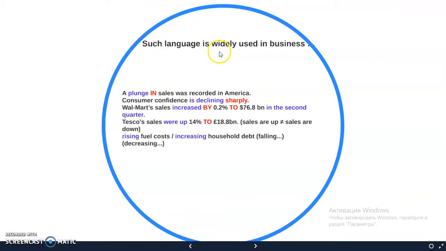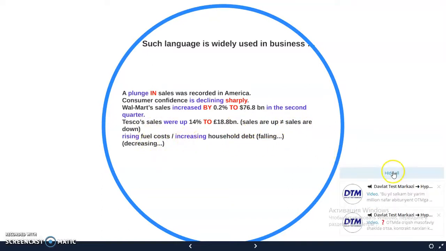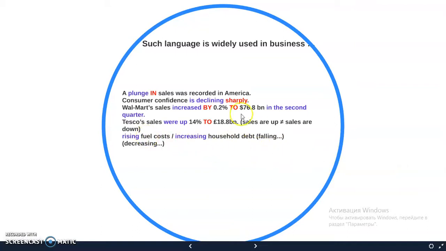Such language is widely used in business again. A plunge, it means a drop, decline. A plunge in sales was recorded in America. Consumer confidence is declining sharply. World motor sales increased by almost 10% to 76 billion in the second quarter. Tesco sales were up 14% to 18 billion. Sales are up, sales are down. Rising fuel costs, increasing household debt. Falling, decreasing, it means.